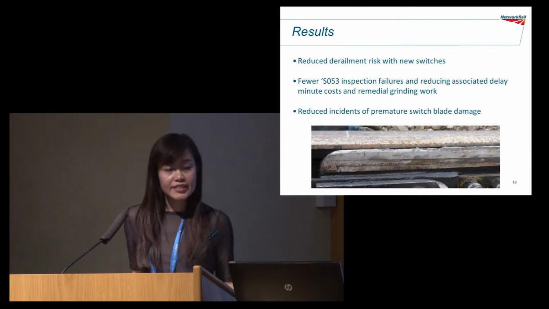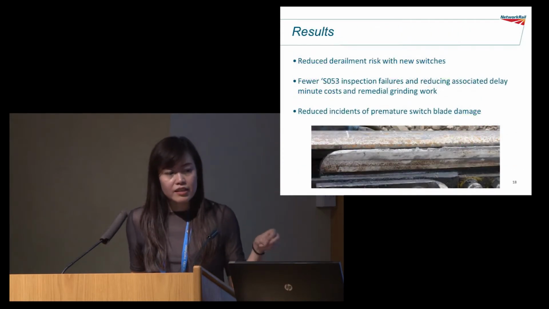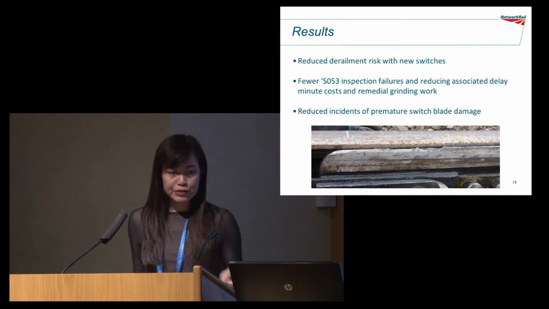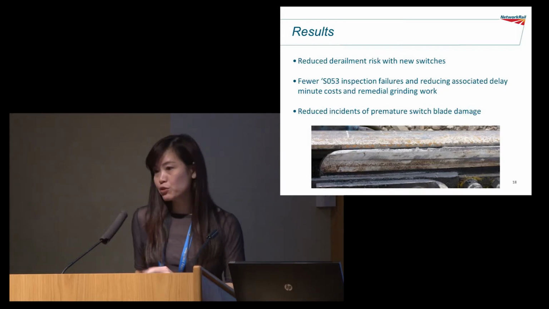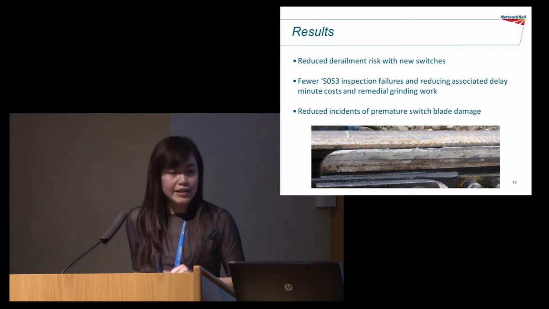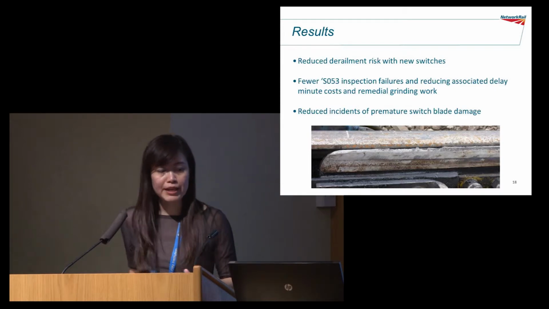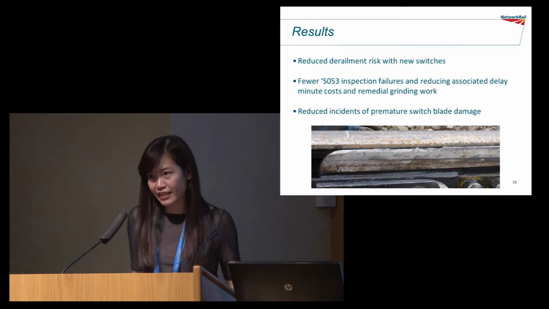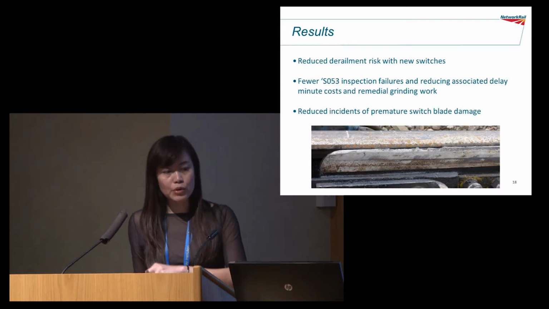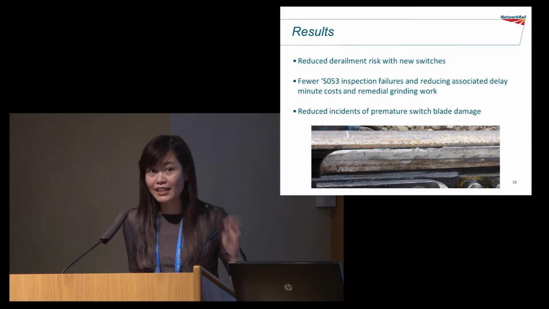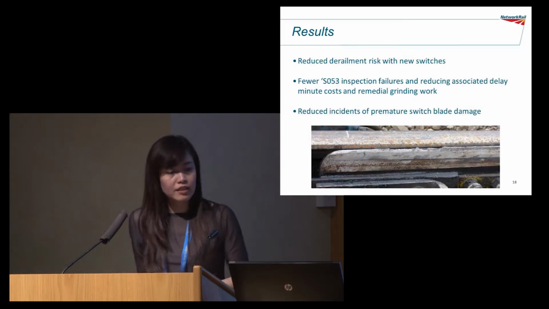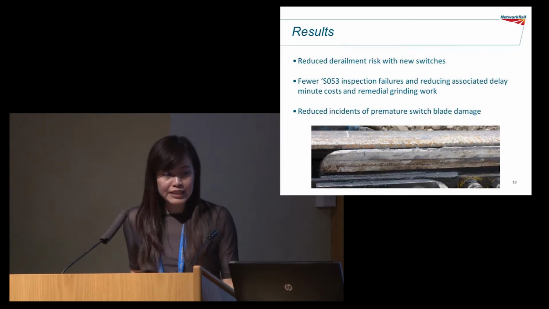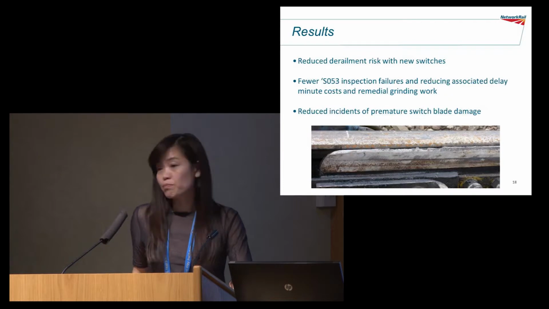So as a result of this finding, we have now reduced the derailment risk with new switches. And then there are fewer SO53 inspection failures because of that, and the associated delay minutes from banning the trains, and also the remedial grinding work that has to be carried out. And also we reduce the incidence of premature switch blade damage.